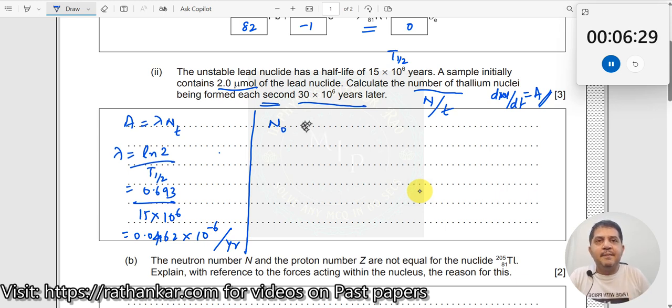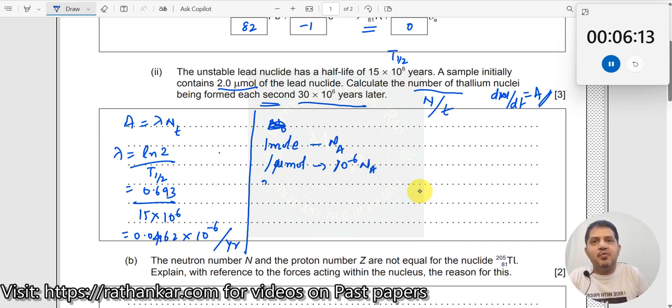So we know that whenever we have 1 mole, let us write, 1 mole of a substance will have Avogadro number of molecules. 1 micromole of a substance will have 10 power -6 times Na. Then 2 micromoles initially will have 2 into 10 to the power of -6 Na. Na is nothing but Avogadro number. You can substitute it, you get the answer.